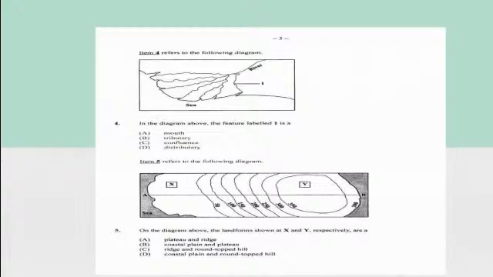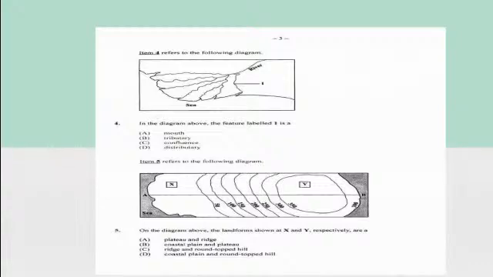Four, in the diagram above, the feature labeled one is A. All right, so we have mouth, tributary, confluence, or distributary. Mouth is the general term for where the river is exiting into the sea or into a larger water body. Tributary would have been a smaller river that joins into a larger river. And then confluence is the point where the smaller river joins the larger river. So far, none of those are your answers. We are left with distributary.